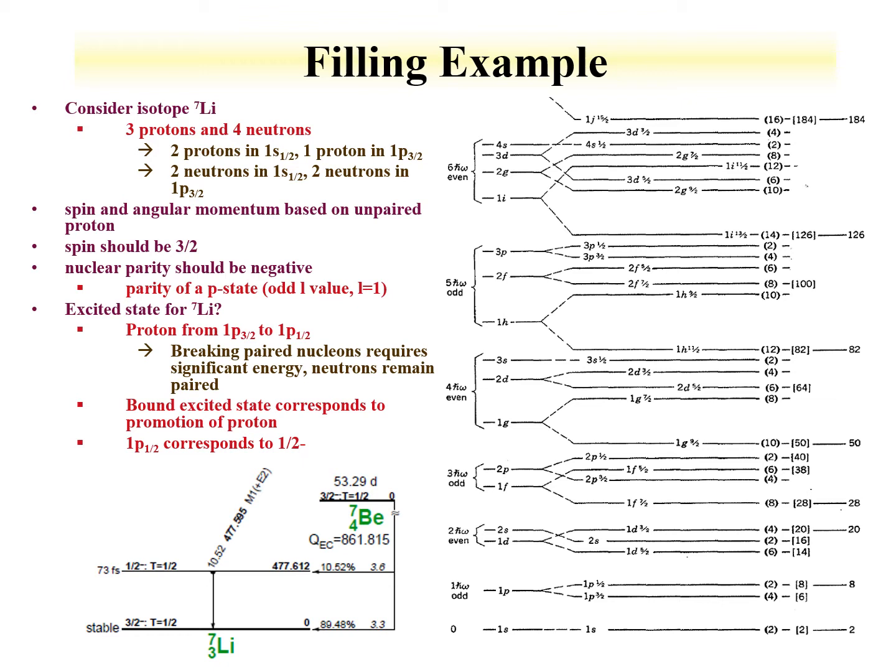We would expect the excited state of lithium-7 to have a spin and parity based upon the 1p 1/2. So the spin would be 1/2. The parity is based upon the angular momentum p. It's an odd L, so it should be negative parity. We would predict that it would be 1/2 minus, and that is what we see. The excited state is 1/2 minus, and it correlates with the shell model.